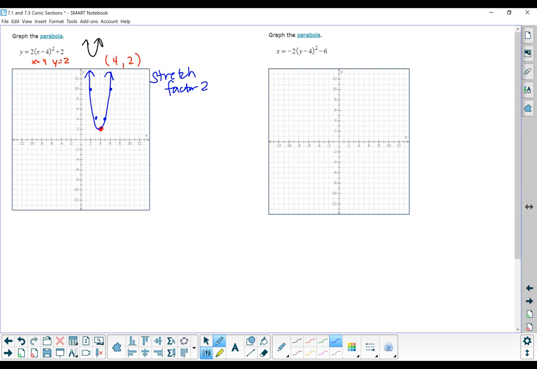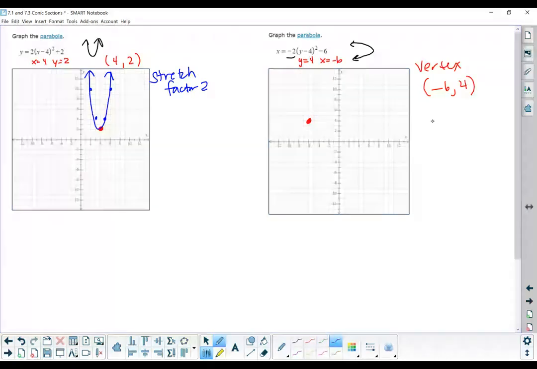Okay, so this one is x equals -2 times (y minus 4) squared minus 6. So this is a sideways parabola. It has a negative stretch factor, so it is a sideways opening to the left. So if we find that vertex, our y value is 4 and our x value is -6. So our vertex is (-6, 4). So right here, our stretch factor is -2.